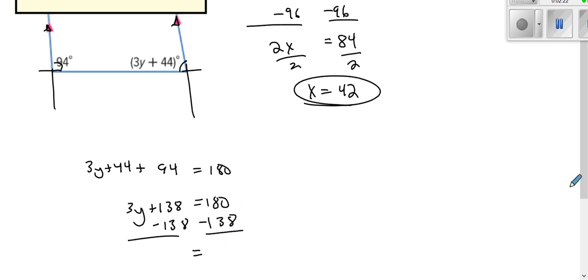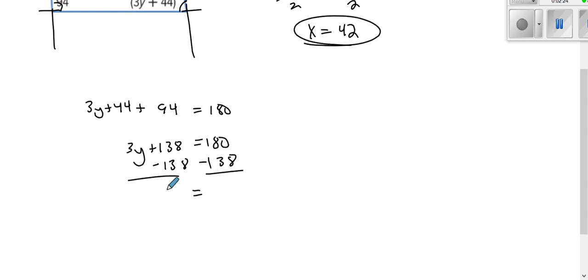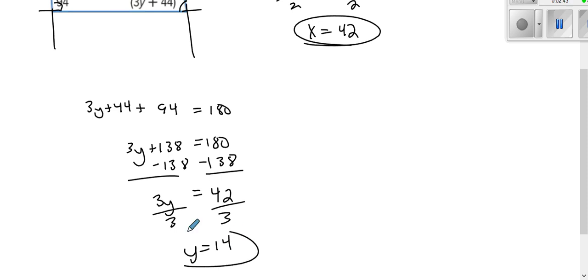So I'm going to get 3y on this side. 180 minus 138 would be 42. And then divide by 3. So y is, that goes in that, so it'd be, what is that going to be, 14? So x is 42, y is 14 for problem number 37.